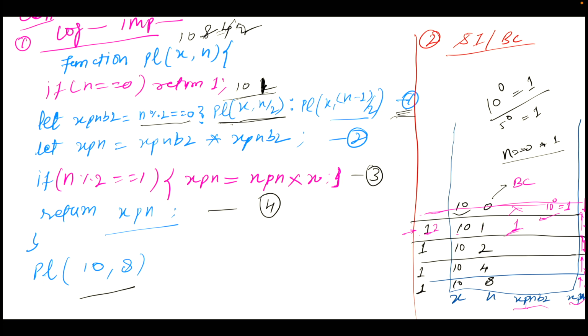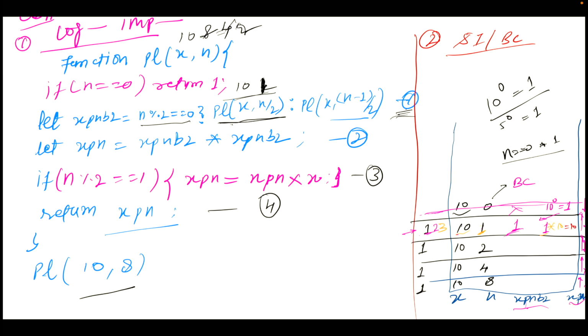1 multiplied by 1 will be 1. Okay, but here we have to consider that 1 is odd, so we have to calculate line number 3. So what will be line number 3? Inside line number 3, x to the power n, which is currently 1, multiplied by x, that will be multiplied by 10, so the resultant will be 10.